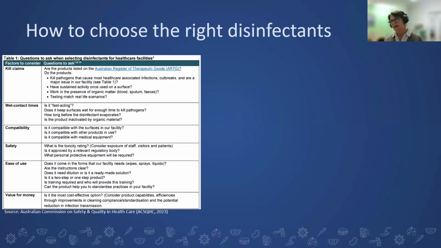So if you are using disinfectants within your practice and you're looking at reviewing them, these are the sorts of questions you should consider asking, particularly of the manufacturers, distributors, or suppliers of those products. What are the kill claims based on those bug characteristics I just talked about? Now, traditionally, a disinfectant was considered most likely to achieve disinfection if it was applied to a clean surface.